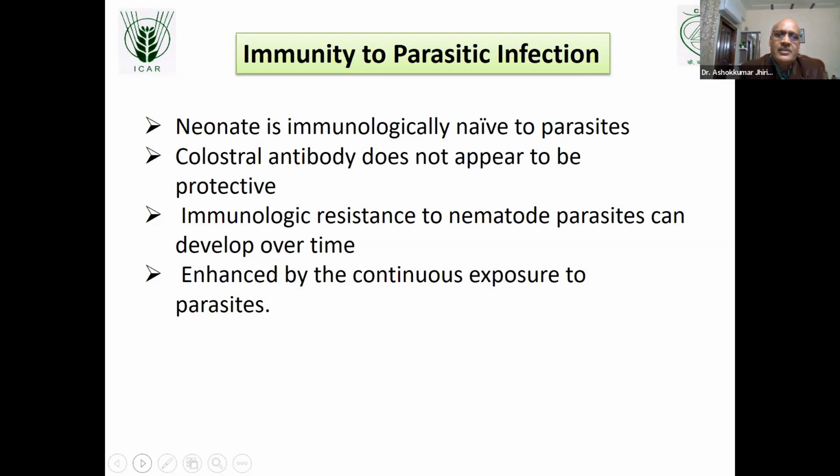Immunological resistance to nematode parasites can develop over time. It is not like bacterial and viral infections, which provide better protection, where the resistance is provided for a very long time. It needs continuous exposure to the parasites to develop immunity. So it has sometimes been stated that as long as the parasites are inside the body of the animals, there is resistance to the infection.